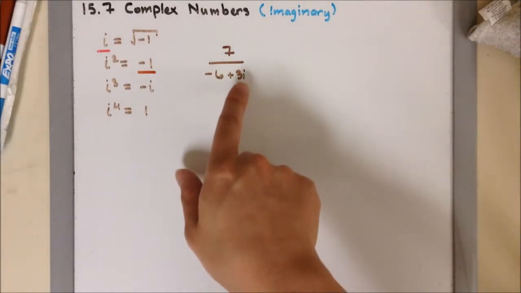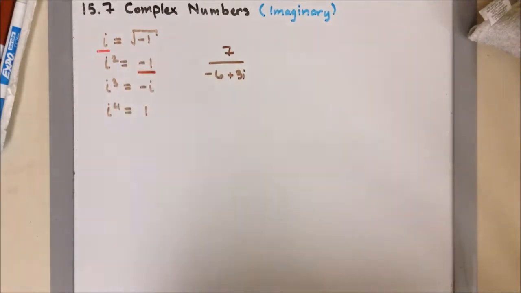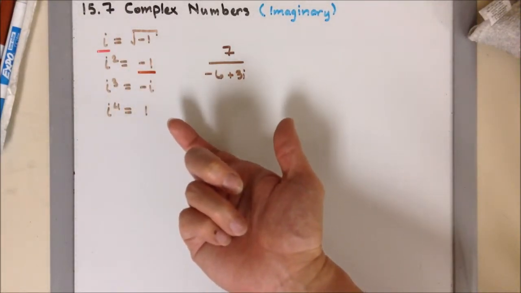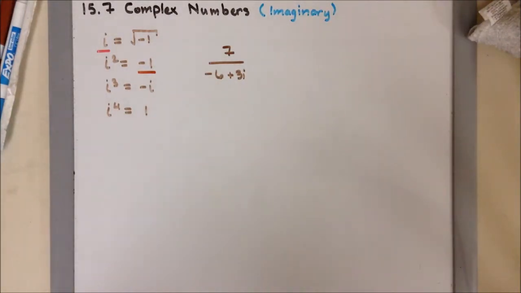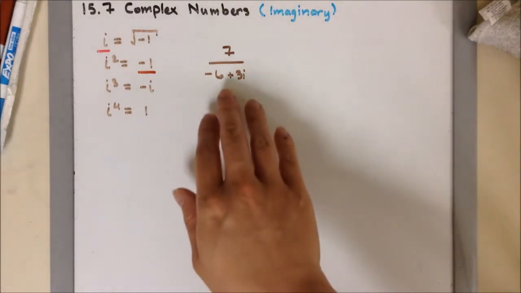Now here we have i in the denominator, which is equivalent to the square root of -1. At the moment, you don't visually see it, but technically we have a square root in the denominator. So just like how we worked in 15.5, where we cannot have a radical in the denominator, we're going to have to multiply by the conjugate of the denominator.